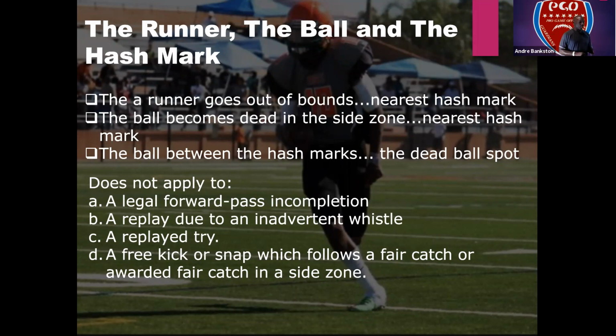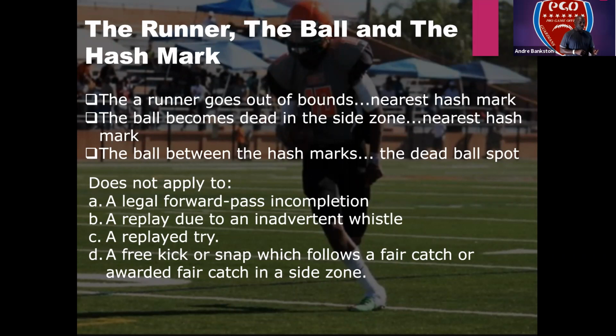For a replay of a try, and for a free kick or a snap which follows a fair catch or awarded fair catch in the side zone, in those two instances, Team A may choose to put the ball anywhere they want between the hash marks. They can put it on the left hash mark, the right hash mark, or in the center. If you have to replay a try, they can decide: the next time I want it on the right now, I want it in the middle now. They can change their mind and reposition the ball on a try.